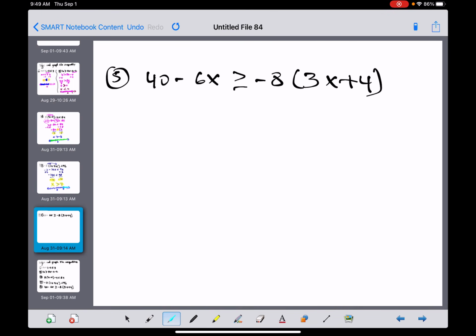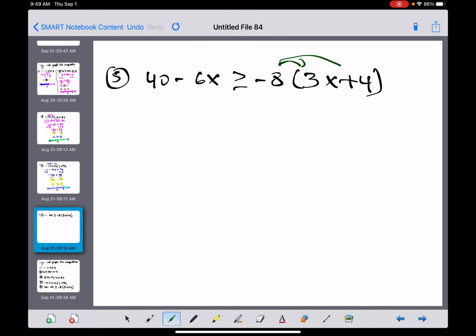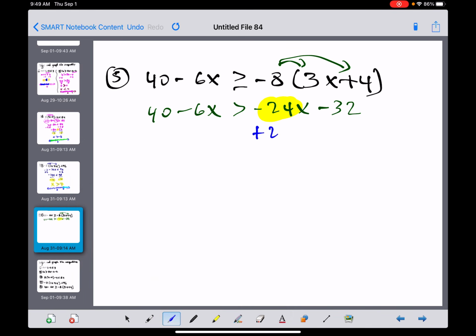Number 5. So multiply the -8 in. We have 40 minus 6x greater than -24x minus 32. So since I want x on the left-hand side, it would be wiser if I move the 24 and not the 6. Because if you move the 6x, then you show more work. Not that it's wrong, just you have to show more steps. So here I'm going to add 24x to both sides.